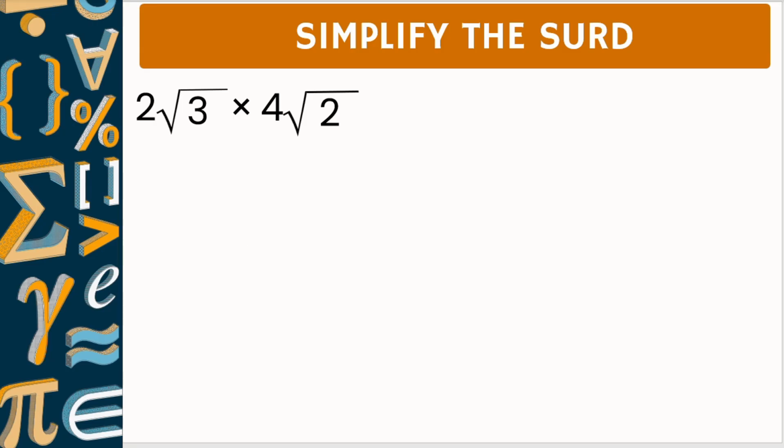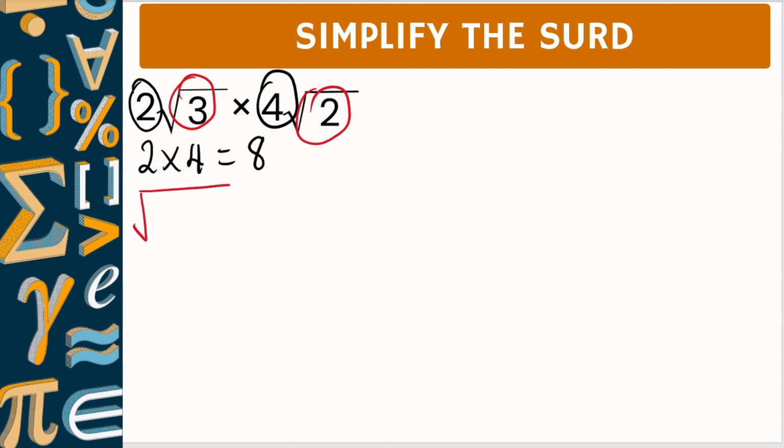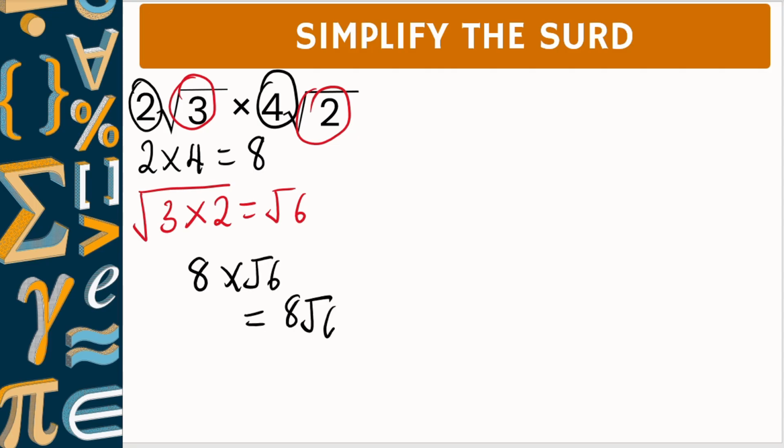Looking at this question, we are asked to simplify 2 root 3 times 4 root 2. So then we are going to multiply the whole numbers, which is 2 times 4 equal 8. And then next, we are going to multiply the irrational numbers, and that is root 3 times root 2, which is equal to root 6. So our final answer will now be 8 times root 6, which is equal to 8 root 6. And this is our final answer.